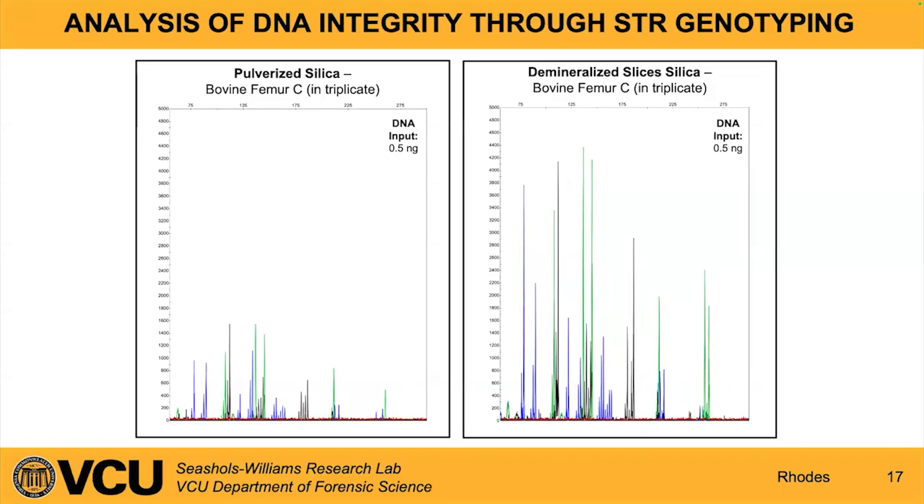Bovine profiles generated from demineralized slices yielded a higher average percentage of alleles detected, and also demonstrated greater retention of STR loci than the pulverized samples. Therefore, using demineralized slices resulted in more complete, balanced STR profiles with higher peak heights and less degradation than the powdered samples when they both had a DNA input concentration of 0.5 nanograms.